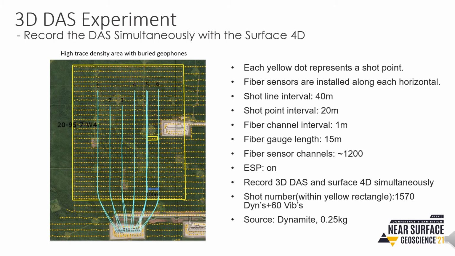Each yellow dot represents a surface shot. The shot interval is 20 meters, and the shot line spacing is 40 meters. A surface 3D was acquired at the same time with the same shots.